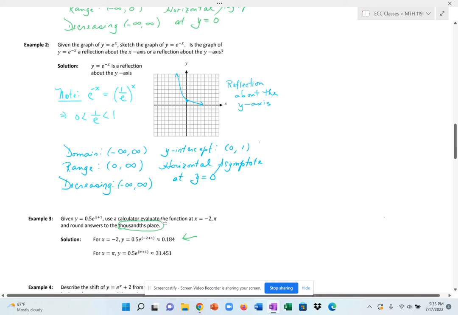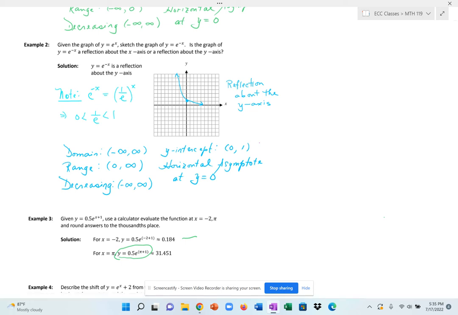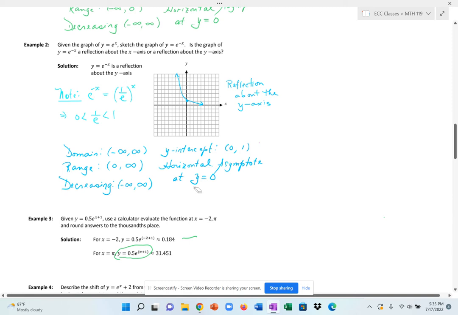And when you plug in pi, use pi, not 3.14, use the actual number, you should be plugging in 0.5 times e to the pi plus 1. So the pi plus 1 is in parentheses because you have to add those numbers first and then raise e to that power. And that gives you an approximate answer of 31.451, again, when you round to the thousandths place.